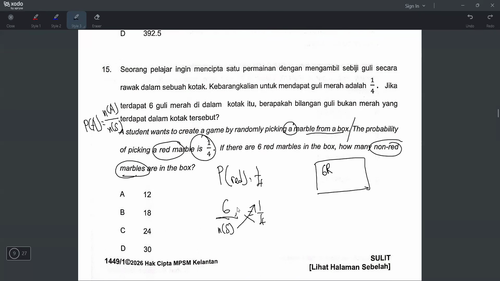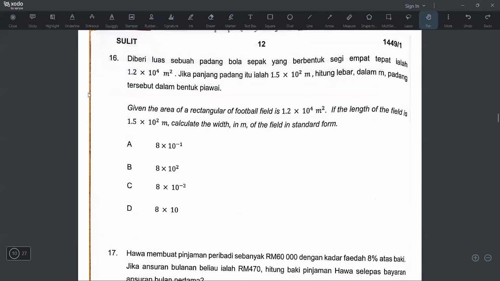So yang ni saya akan buat guna cara darab silang, because saya mau cari yang bawah sini. So when you're trying to find something and it's dekat bawah, you will darab silang. Yeah, because you have single fraction on both sides. Something over something equals something over something, darab silang. So n(S) equals to 24. Tapi jangan bulat C. Jangan bulat C. Ini total. Total marbles in total. Soalan mau cari non-red marble. So the non-red marble will be 24 minus with the 6 red marbles and you get 18. B is the answer. Okay? Yeah, itu maksud dia.